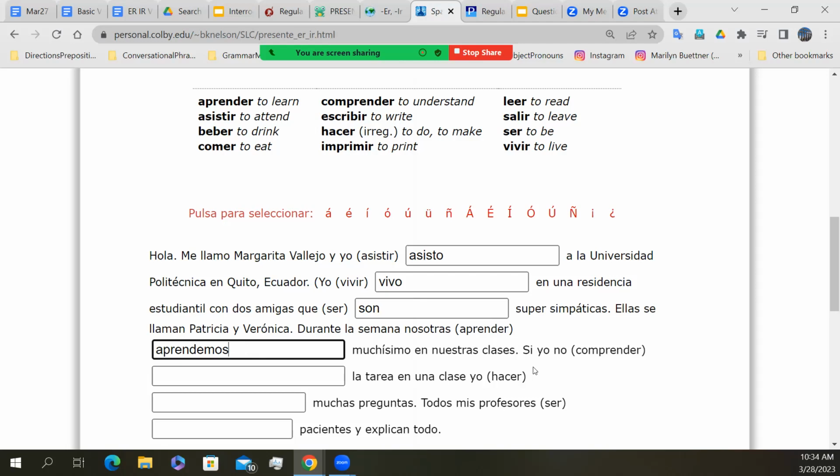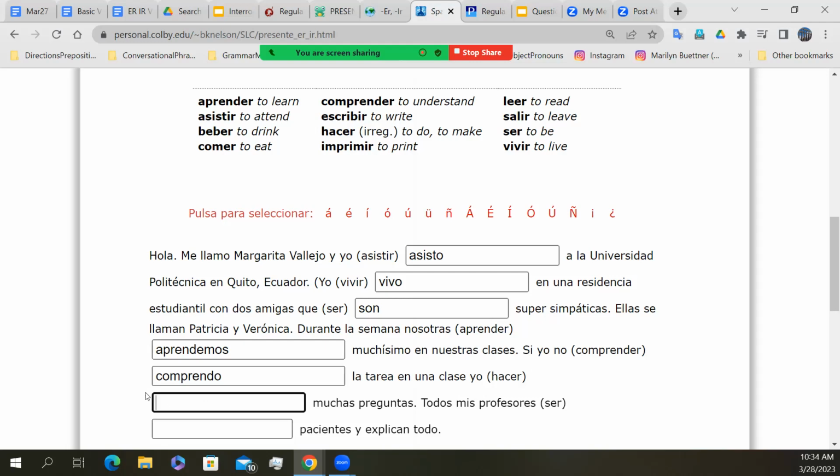Si here does not mean yes. This word si has no accent mark. It means if. If I don't understand, si yo no comprendo la tarea en una clase, if I don't understand the homework in a class, I ask a lot of questions.